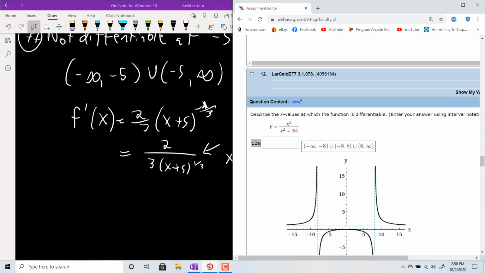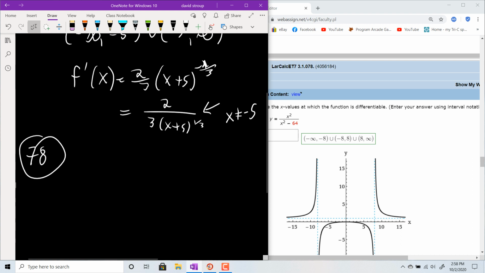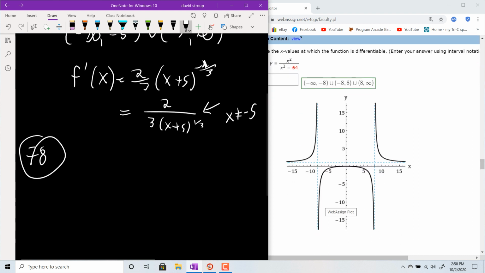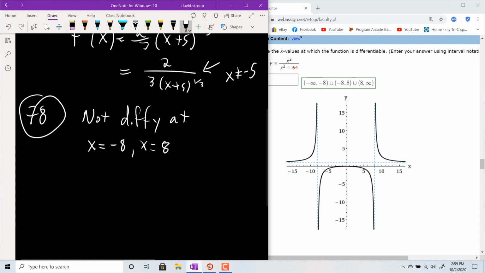Another one is in this problem, number 78. If you have an infinite discontinuity, in other words a vertical asymptote, it won't be differentiable at those places. In this case, if you look at the graph closely, it's at x equals -8 and x equals 8, where you have those asymptotes. Everywhere else, it's good. Again, you could literally take the derivative and find where it's not continuous, or find the domain of the derivative, and that will give you the same answer.